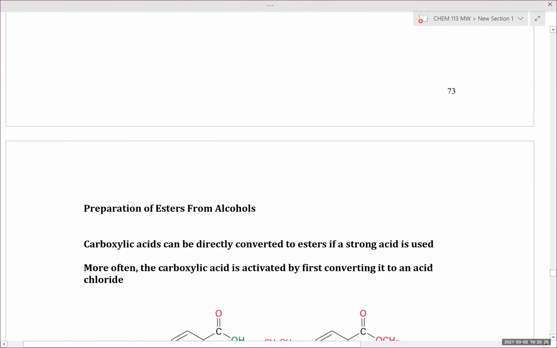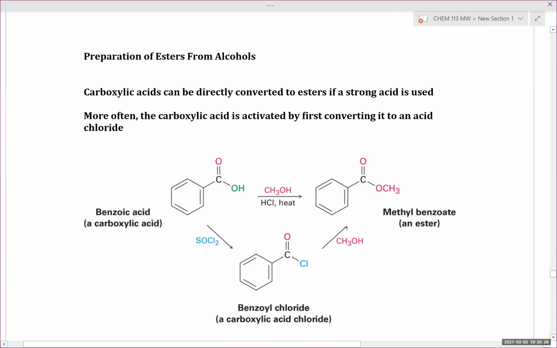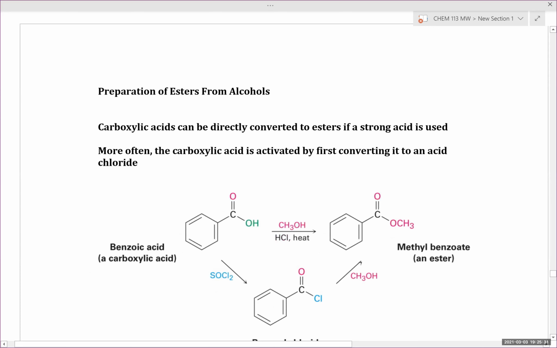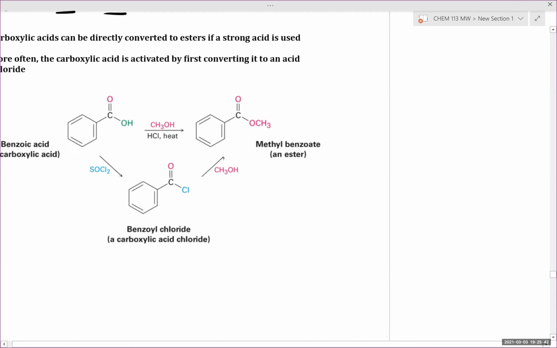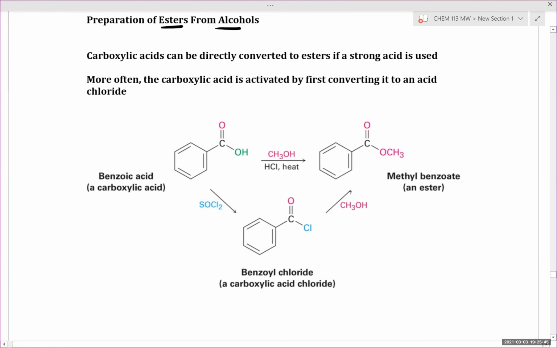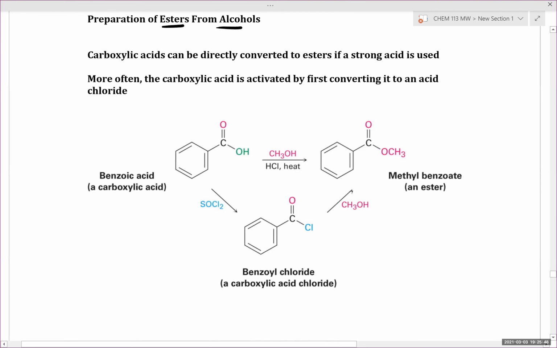Okay, so after this example, let's talk about another reaction that can be used to protect alcohols, but also to make alcohol derivatives. And that is the preparation of esters from alcohols. So let me just get the Zoom set up so that way we can fully see. Okay, perfect. So carboxylic acids can be directly converted to esters if a strong acid is used. In many cases, the carboxylic acid is activated by first converting it to an acyl chloride or acid chloride using thionyl chloride.